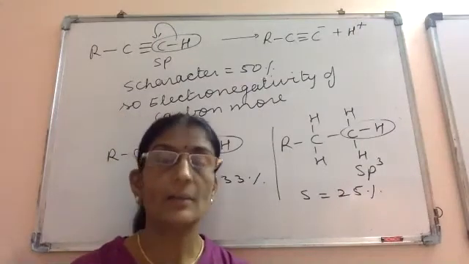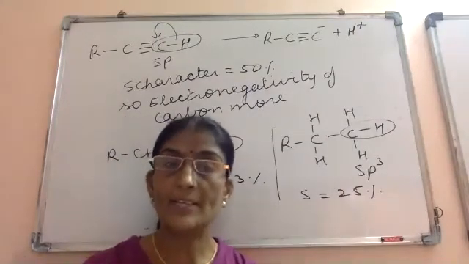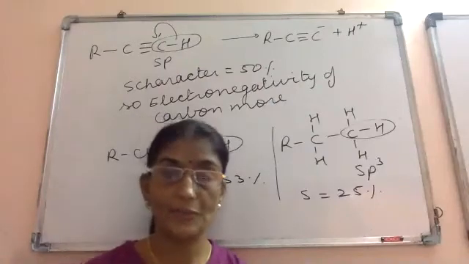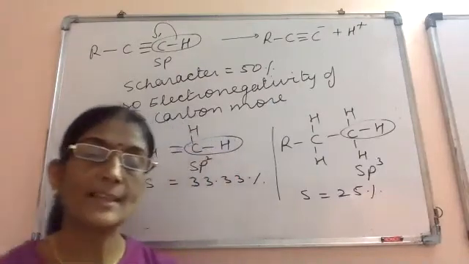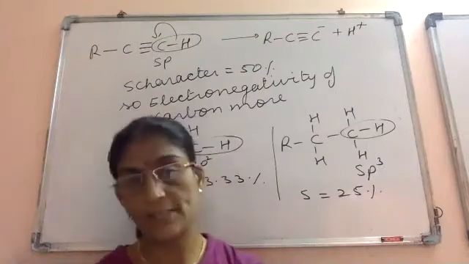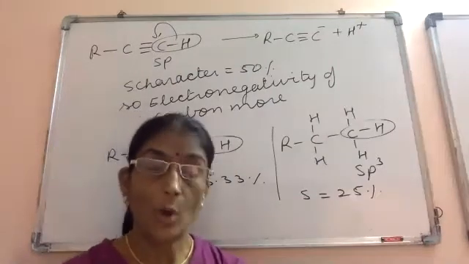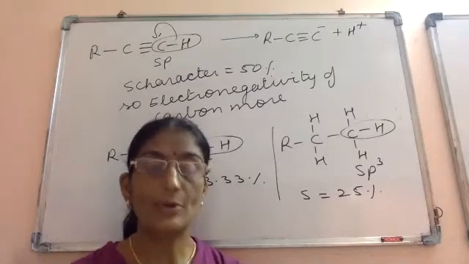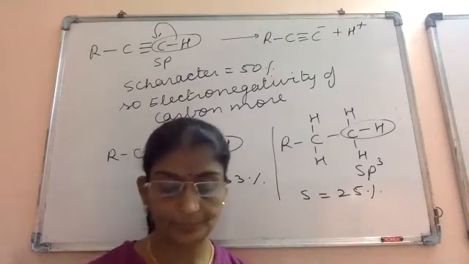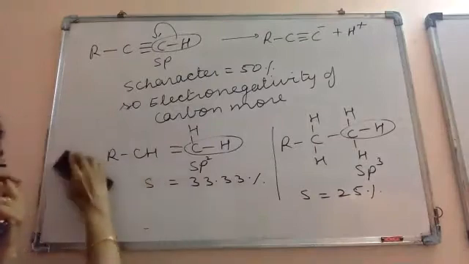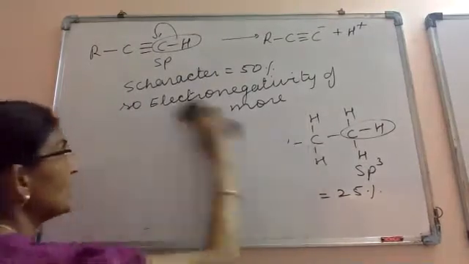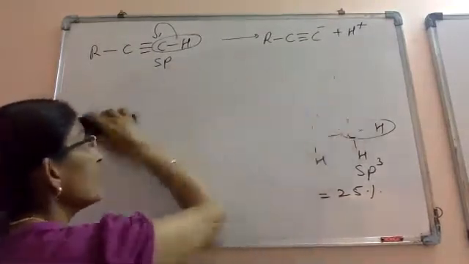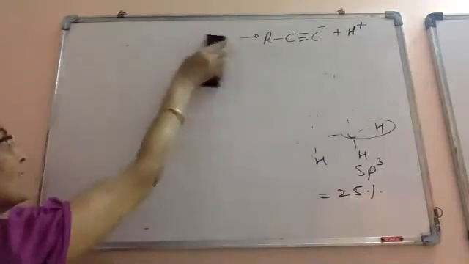Why is it polar? Because the hybrid state of carbon is sp, 50% s character, which means more electronegativity. So all alkynes are acidic in nature because the carbon hydrogen bond is polar. Now, not all hydrogens in alkynes are acidic. सारे हाइड्रोजन नहीं होते alkynes में.